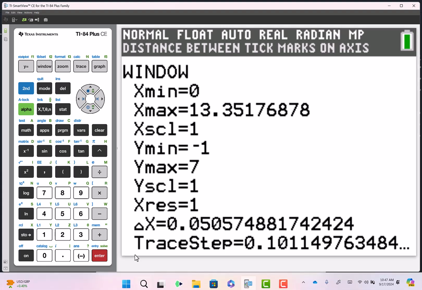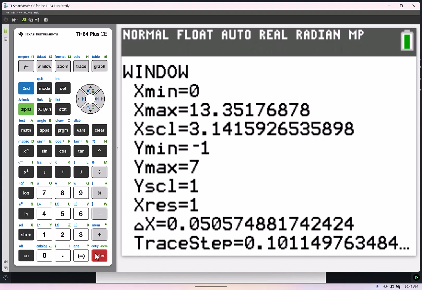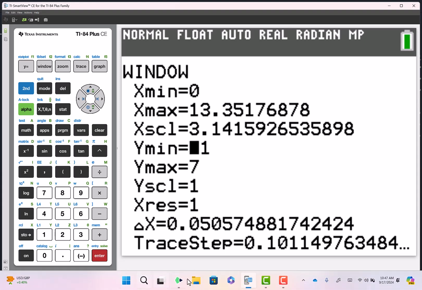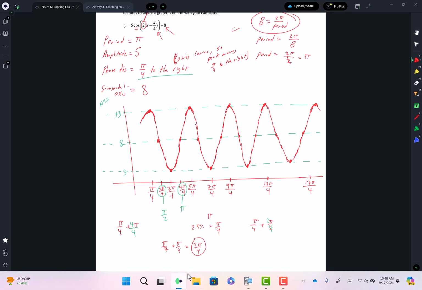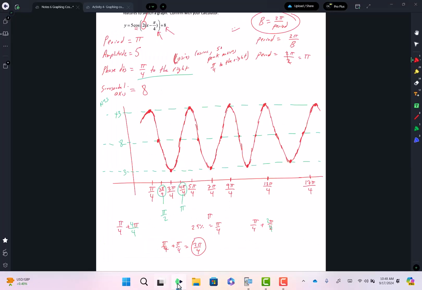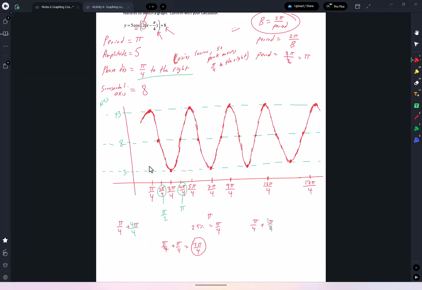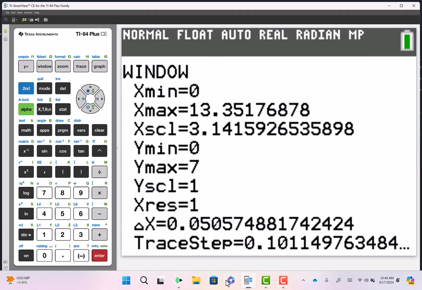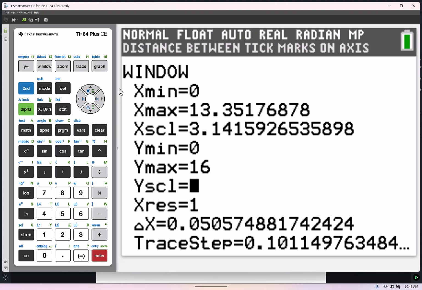Okay. X scale, you can put pi in there. 3.14. Yes. What is scale? Scale just means all these little hash marks. On mine, they were pi over 4 away. I'm just putting them pi away. Y min, I'm going to say 0. Y max, I'm going to say 15 or 16. 16. And then Y scale, that's fine, 1. Push graph.